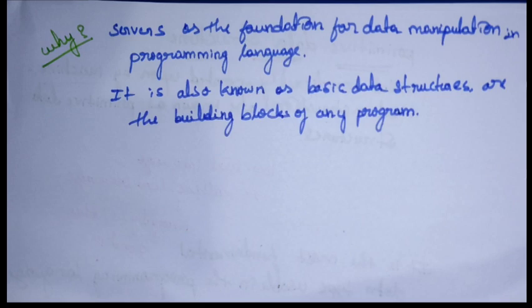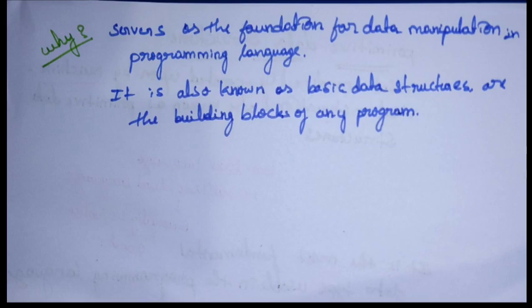Data manipulation is nothing but, suppose I have to represent numbers, characters or boolean values. While representing those characters, numbers or boolean values, in that situation we utilize the primitive data structure. They are easy to represent in a simple way. This is the reason we need the primitive data structure.